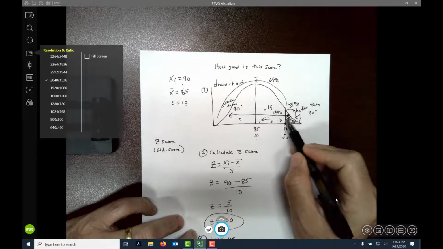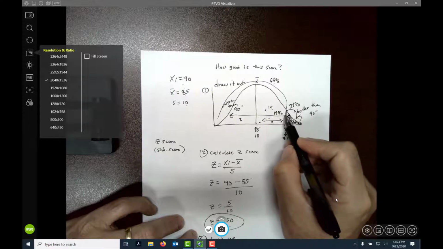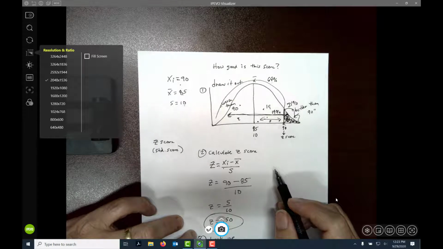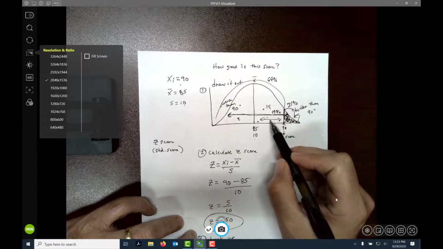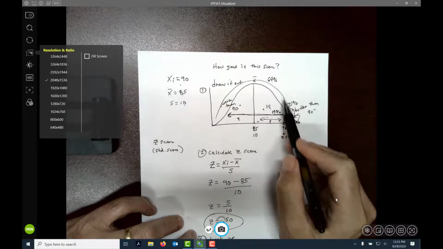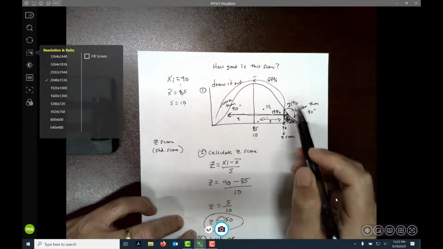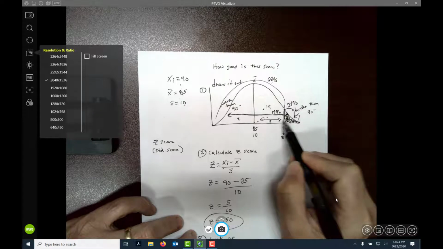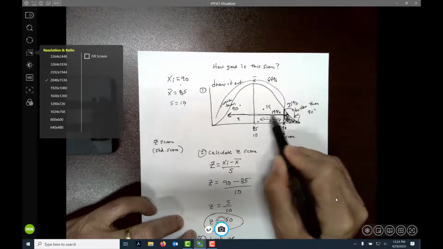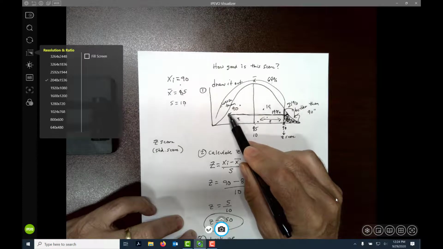This area here, because it's the smallest portion, has a name called the small portion. Area number 2, all of this, is called the larger portion because it is the larger portion. And area number 3, from the z-score to the mean, is called mean to z. So we have 3 portions: small portion, mean to z, and then the entire large portion.